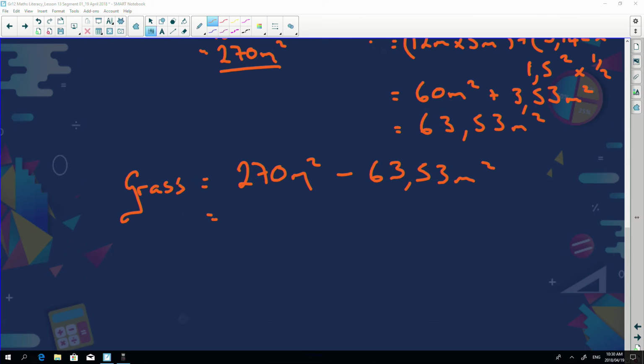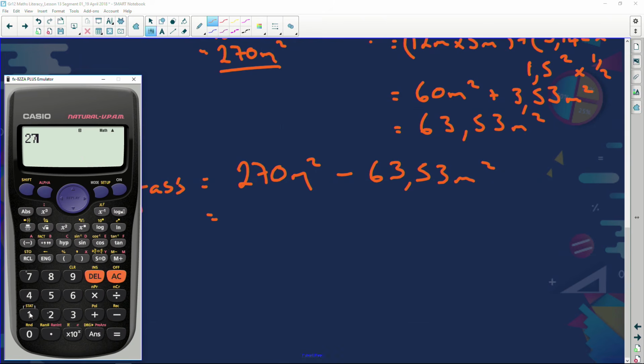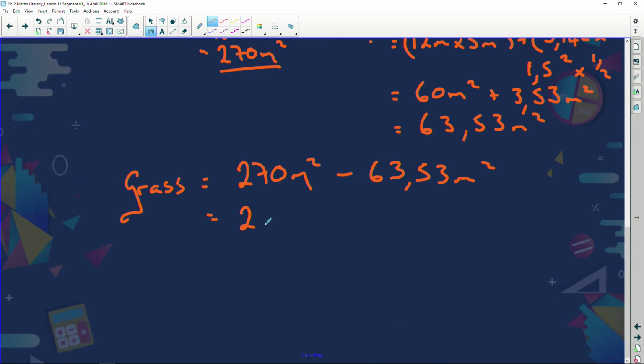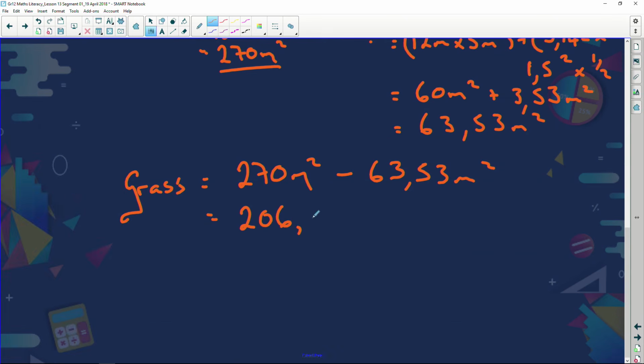So out comes the calculator, and we say 270 minus 63.53 equals, and I'm going to get an answer of 206.47 meters squared.